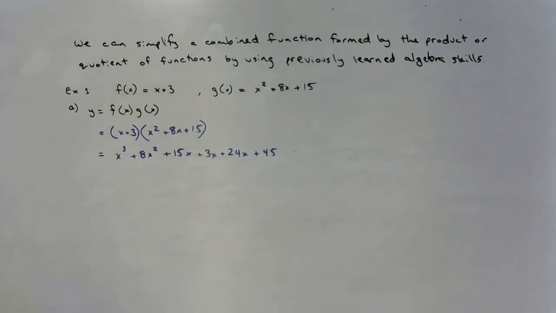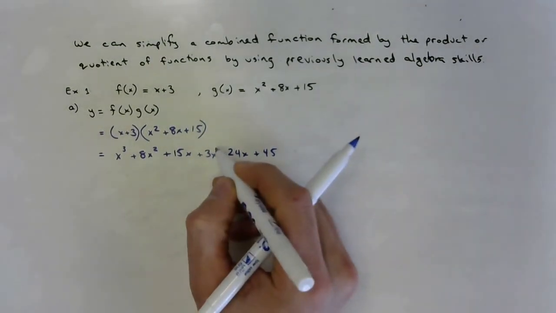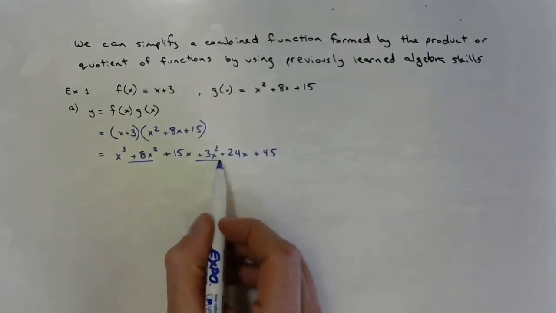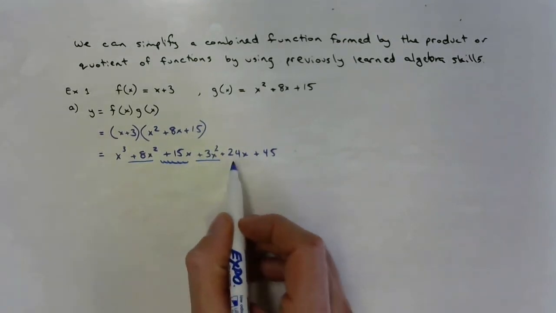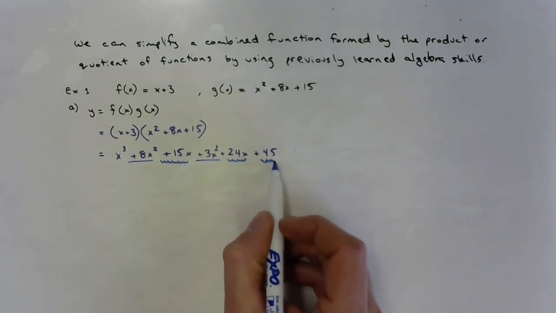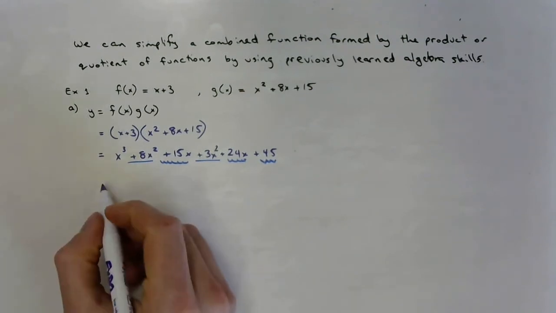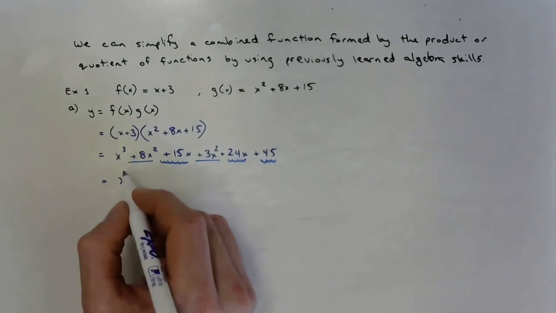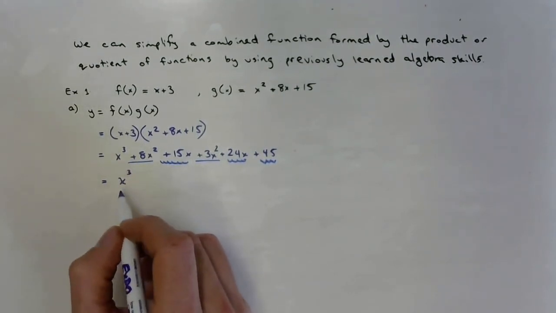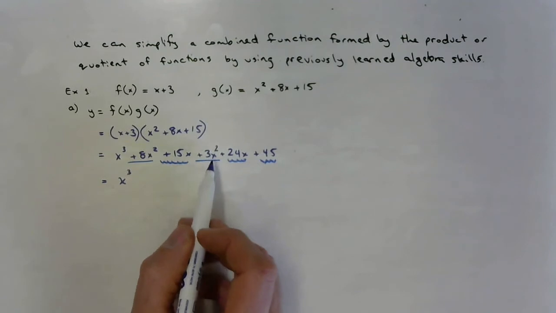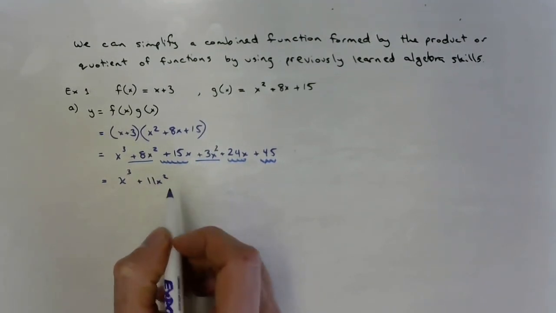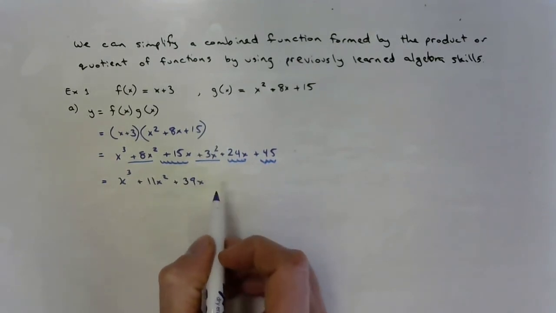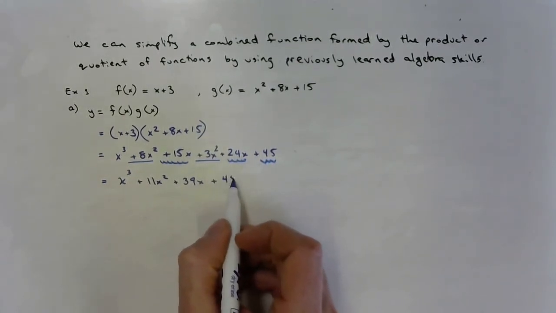In order to combine like terms or group like terms, I actually made an error. I should have 3x squared here. I don't know if I said that, but I didn't write it. To group like terms, sometimes I like to just underline them using different types of underlines. And then in order from greatest power, highest order of x, and decreasing, we've got x cubed, then we have 8x squared plus 3x squared, which is 11x squared. 15x plus 24x, that's 39x, and a constant of 45.